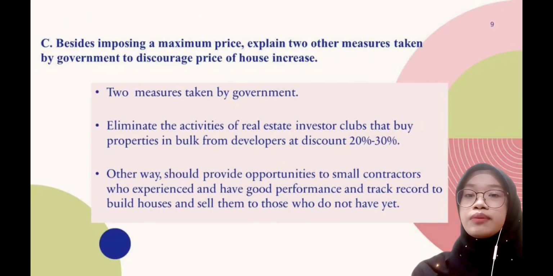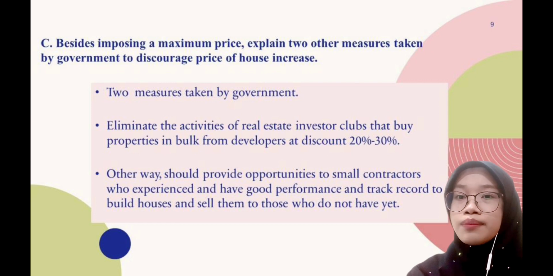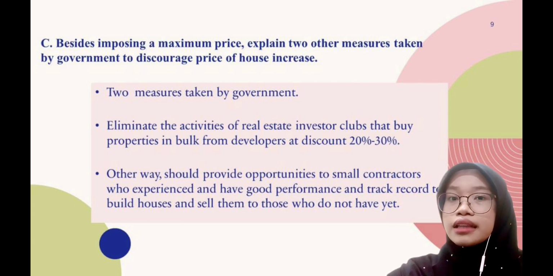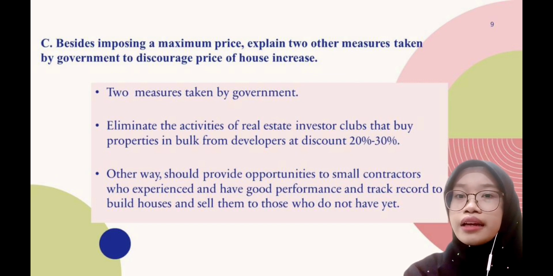For question C, which is besides imposing a maximum price, explain two other measures taken by government to discourage price of house increase. Two measures taken by the government to discourage house price increase are that the government should curb the activity of property speculators that can affect the property market price. For example, eliminate the activity of real estate investor clubs that buy properties in bulk from developers at a discount of 20% to 30% and sell them to buyers at current market price.